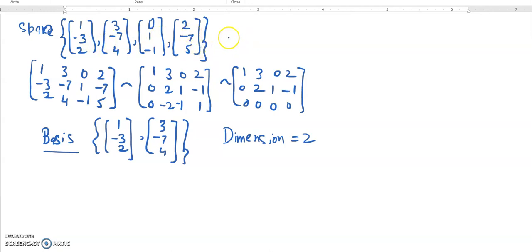Even 5 can be given. The dimension may still be 2 in this case, but it is not always 2. For some cases we may have other dimensions as well. Anyway, next let's do one more example.